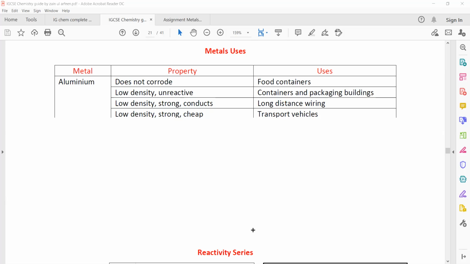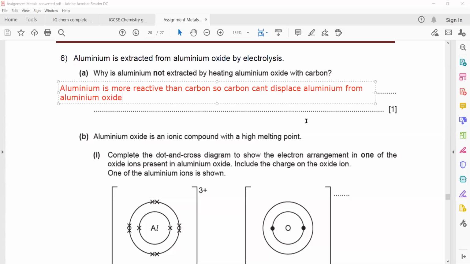Copy these four properties and the uses, because sometimes you will find a question in which they ask you to state the property and the use based on the following property of aluminium. So basically, why is aluminium not extracted by heating aluminium oxide with carbon? Because if you have aluminium oxide and you heat it with carbon or carbon monoxide, this carbon is not able to displace the aluminium because carbon is less reactive. So actually there is no reaction.